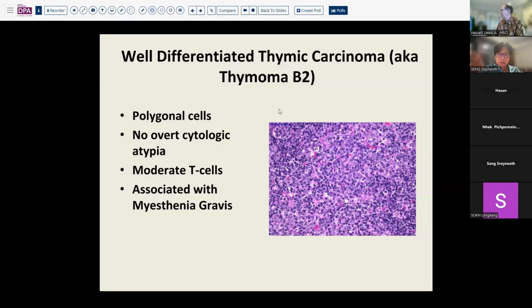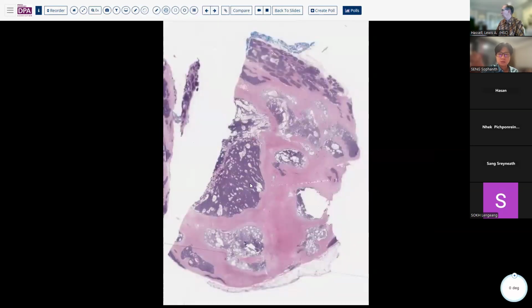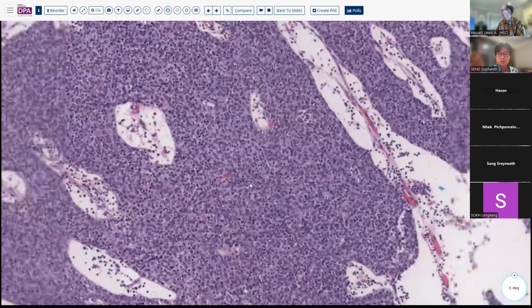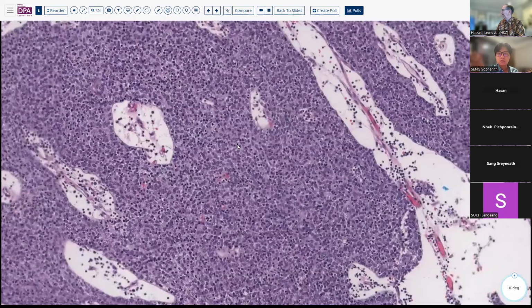Now, the Thymoma B2 can have an abundance of a mixture of T cells or moderate numbers, but the cells are more polygonal. And so, we might go back to this case and say, well, is this a B2 or is this an A1 type of lesion? Because in some areas it's a little bit more polygonal. In other areas, we saw a little bit more spindle shape. Well, the bottom line is it's not going to make a whole lot of difference.